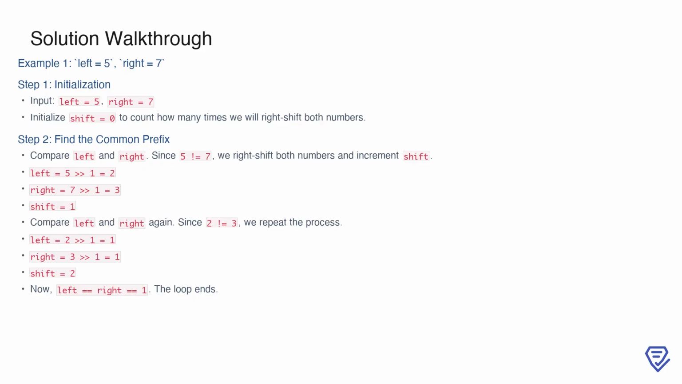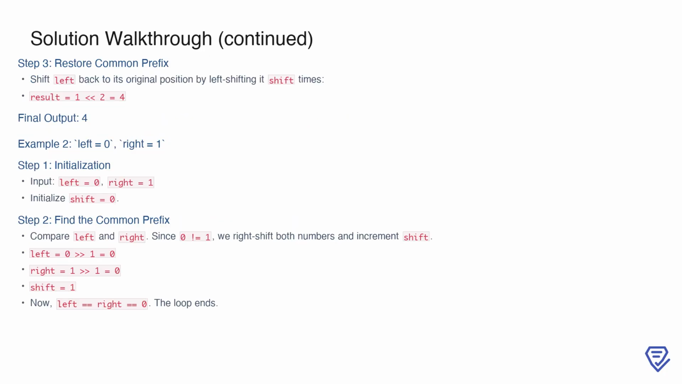Since they are not equal, we right shift both numbers by 1 bit and increment shift. After the first shift, left becomes 2 and right becomes 3, while shift is updated to 1. We compare the numbers again, and since they are still not equal, we repeat the process. This time, left becomes 1, right becomes 1, and shift equals 2. Now that left and right are equal, we've identified their common prefix in the shifted form, and the loop terminates.